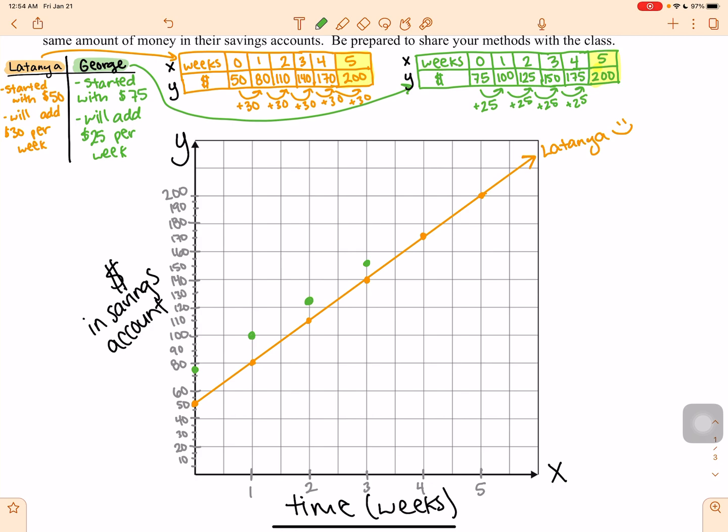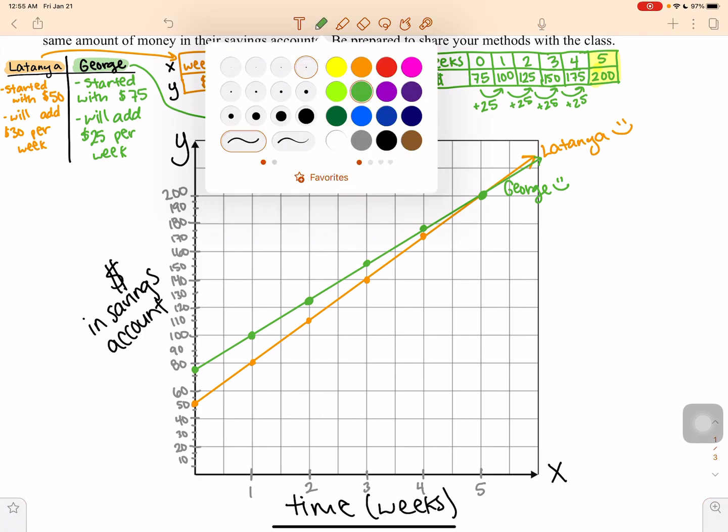And then at 4 weeks, George had 175. So yeah, see, it's going to be right above it. It's going to be right there. And then week 5, George also had 200. So we can go and draw our line. My dots aren't perfect, but they're pretty close. So that is George, the green line. Okay, so this shows their solution.